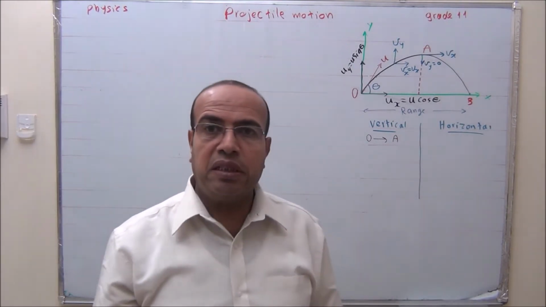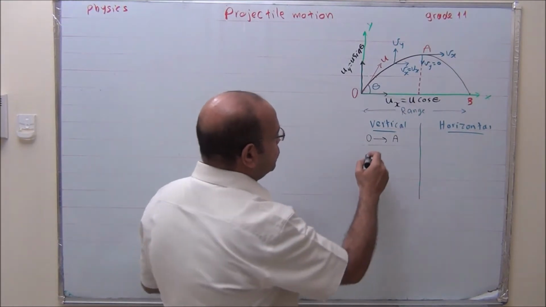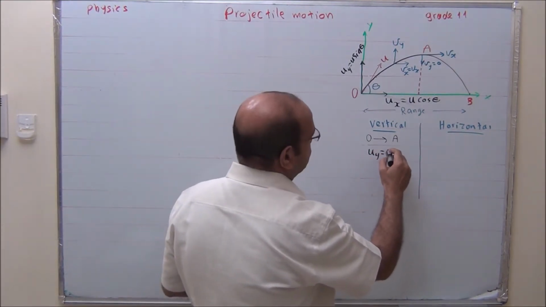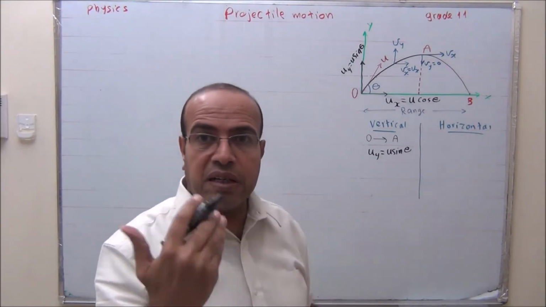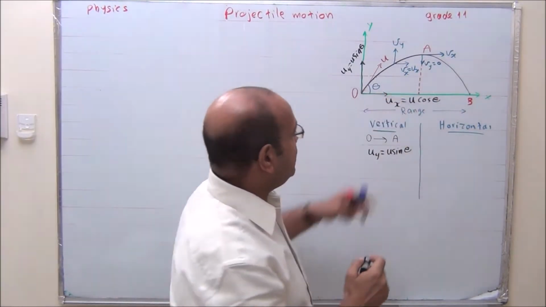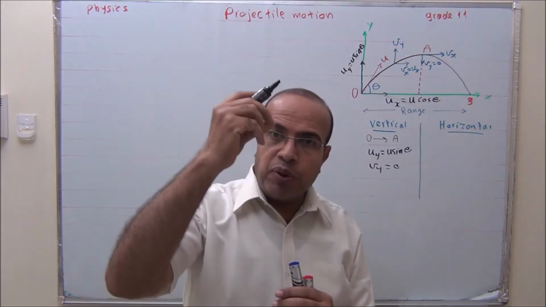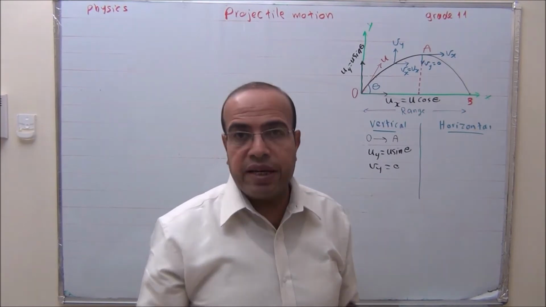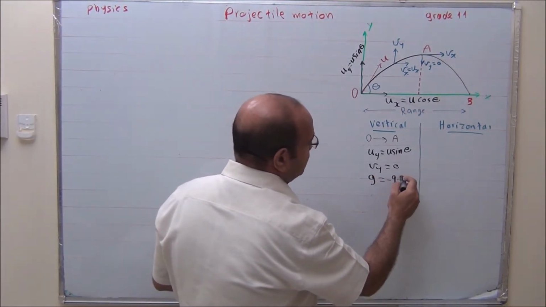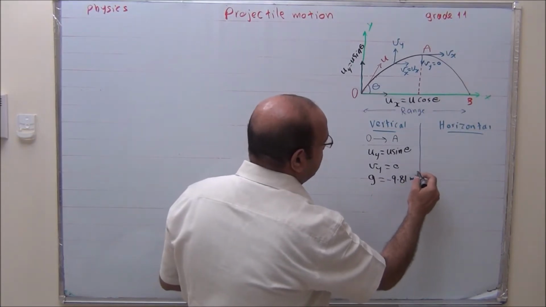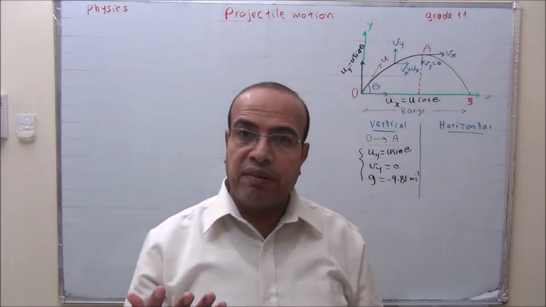What are the givens that we have? We have the initial velocity, uy, which is u sine theta. Also, we have the final velocity, Vy equals 0. It moves upwards, so the acceleration is negative 9.81. So also we have g, negative 9.81 meters per second squared. From these three givens, we can get three things.